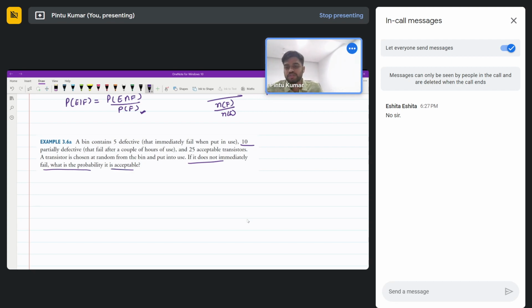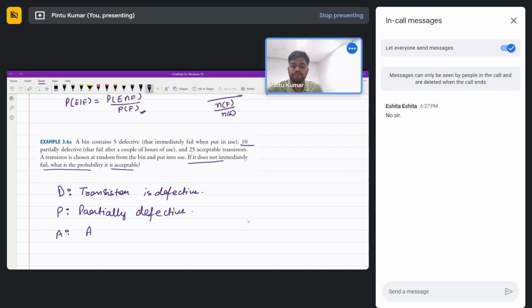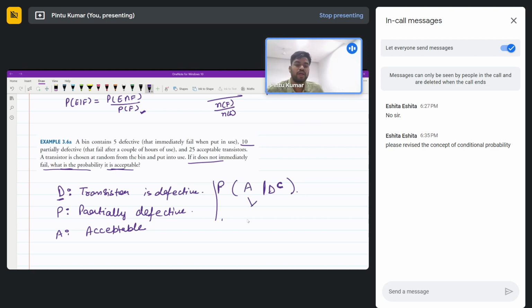Let's use some notation here. Let D denote that the transistor is defective, P denote that it is partially defective, and A denote that it is acceptable. Now what is asked? It is given that it has not immediately failed, so the transistor is not defective. So we are given D complement, and we have to evaluate the probability that it is acceptable.